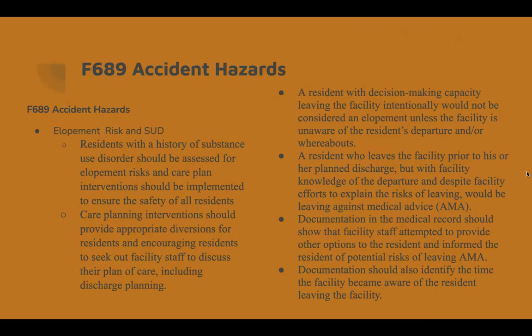F689 is the biggest tag, which covers most of the substance use disorder information. It specifically hits on elopement risk and substance use disorder, and then notes that residents with a history of substance use disorder should be assessed for elopement risks, and care plan interventions should be implemented to ensure the safety of all residents. Care planning interventions should provide appropriate diversions for residents and encourage residents to seek out facility staff to discuss their plan of care, including discharge planning, if appropriate.